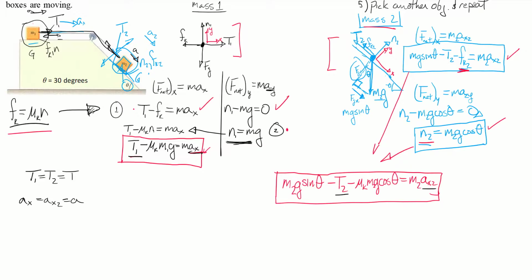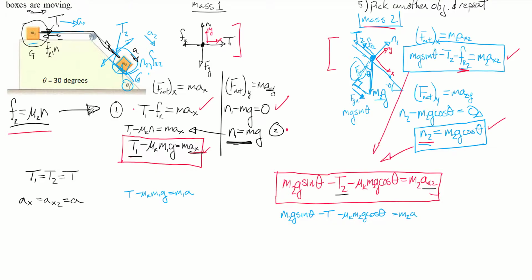So again, these two accelerations are the same. So now we have two systems, two equations, two unknowns. We can solve that. If we want to just rewrite them in terms of those variable names, we have T minus mu k m1g is equal to m1a. That's that equation. Then over here we have m2g sine theta minus T minus mu k m2g cosine theta is equal to m2a.